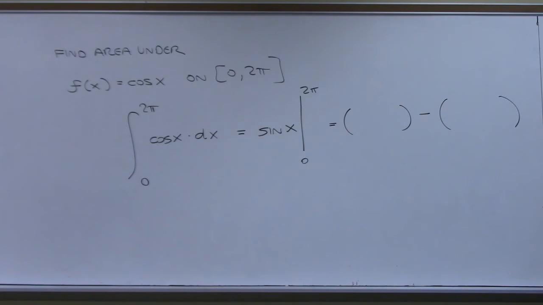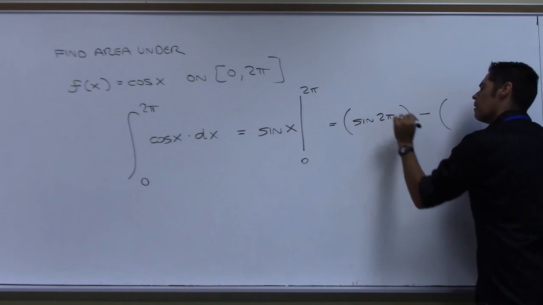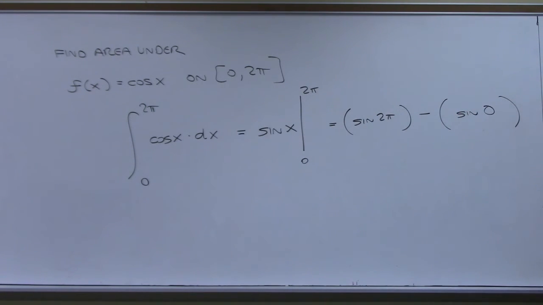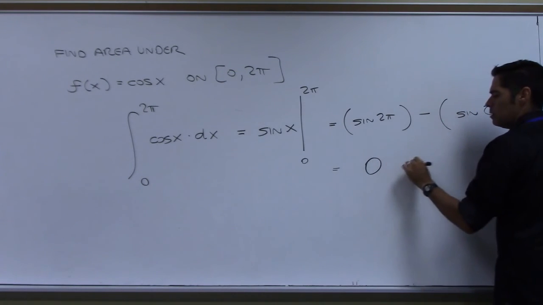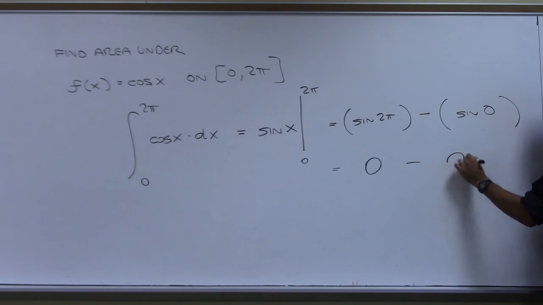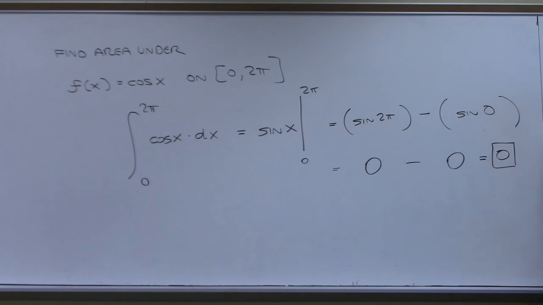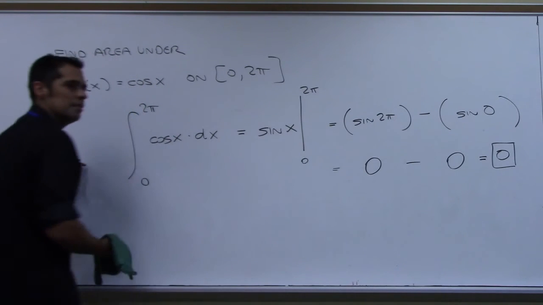Which do I plug in first? 2 pi. So sine of 2 pi, and then sine of 0. What is sine of 2 pi? 0. And sine of 0 is 0. So you get 0. But I know cosine has area under it, right?